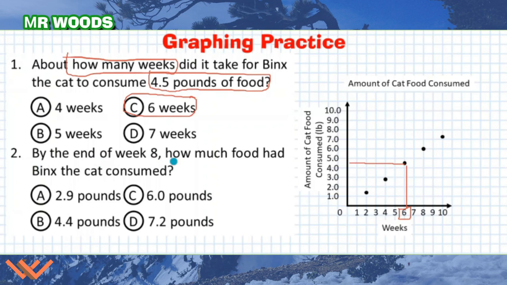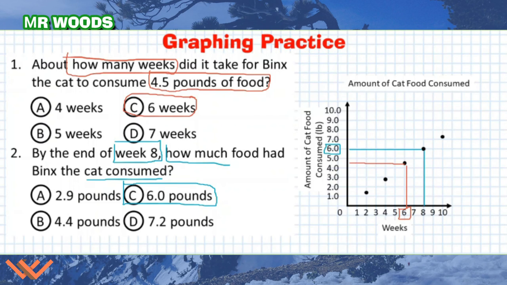Let's look at number 2. By the end of week 8, how much food had Binks the cat consumed? 2.9 pounds, 4.4 pounds, 6 pounds, or 7.2 pounds? So we're going to be looking at week 8. That's going to be our starting point. And it says, how much food did the cat consume? So we're going to go out here to week 8, and I'm just going to go straight on up until I hit, there we go, there's that there, and I'm going to come over here, and it tells me Binks consumed 6 pounds of food total by week 8. So I find my answer right here. There we go.